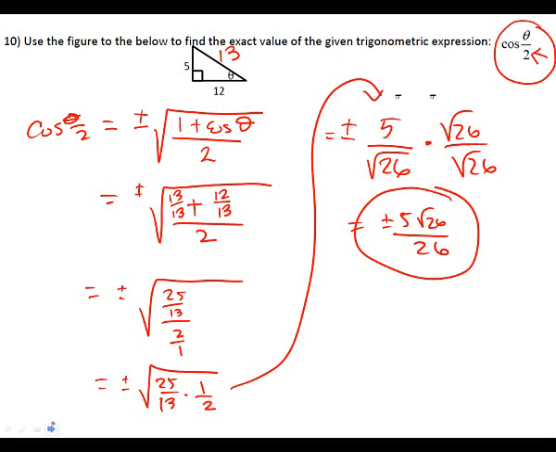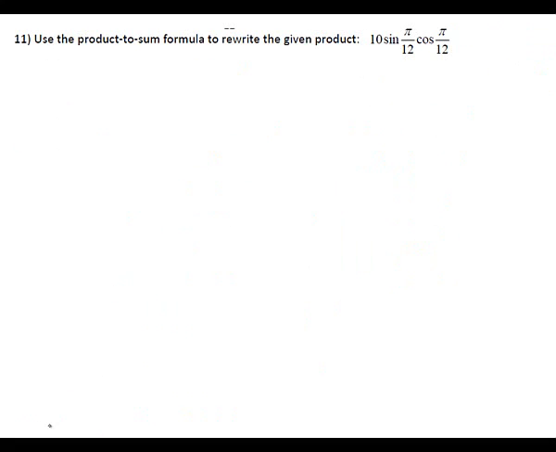Alright, we good with 10? Alright. Let's look at 11. Okay. It tells you to use product to sum. Look for that exact order of those words in your book, on the answer sheet, when you get to it. I'm gonna have a 10 hang out in front. Okay, so the 10's gonna stay in front.